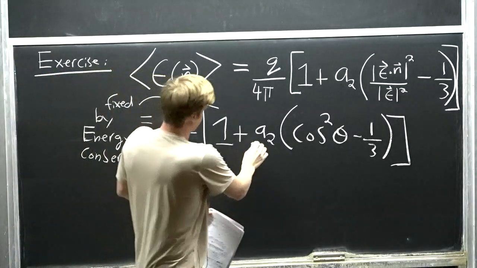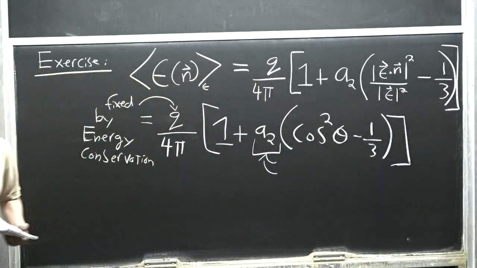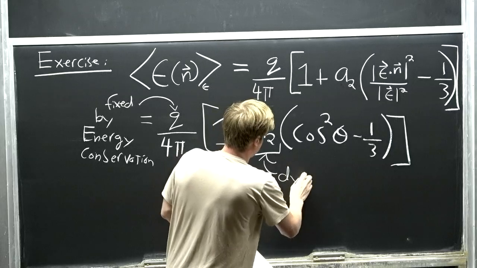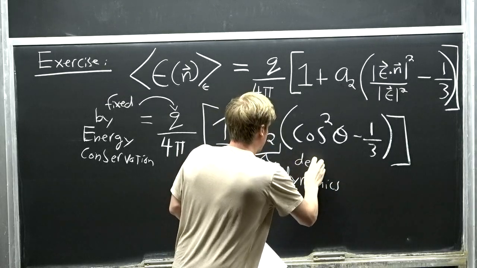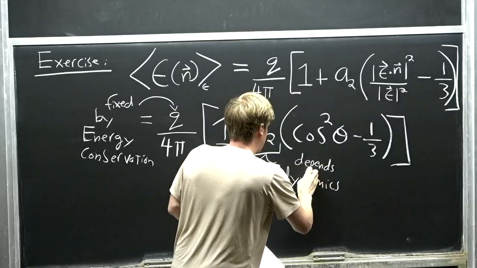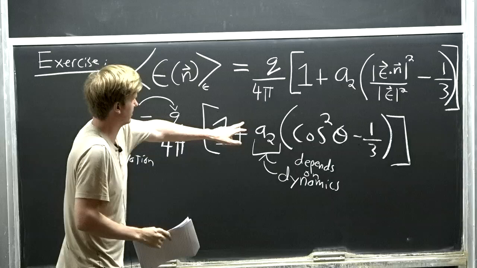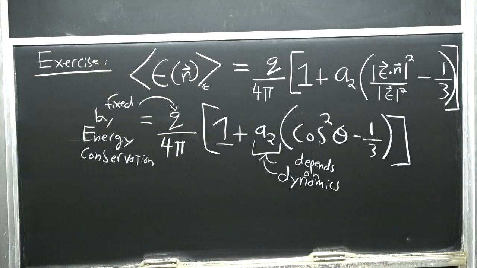But this coefficient here depends on the dynamics of your theory. So if I change the interactions of my theory, I'll get different results for this coefficient here. And again, the reason why one writes it as this cos squared theta minus a third is just so that this term integrates to 0, and so you just get out the total charge.